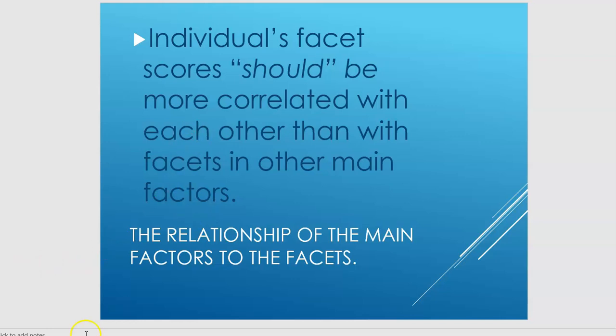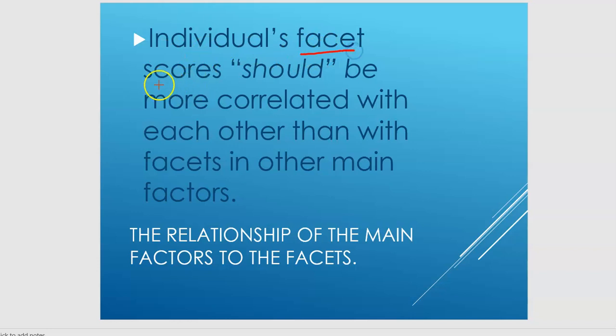Now, the way it ought to work, and it's pretty interesting to look at people's individual scores and their facet scores. One of the things we're going to be talking about in the next recording is how you interpret some of the high and low facet scores.